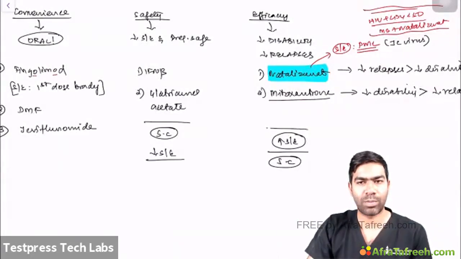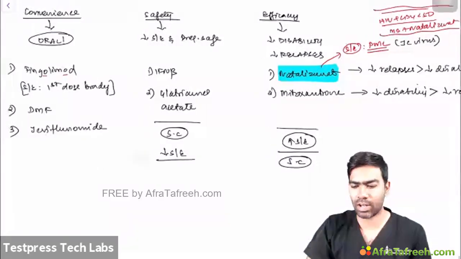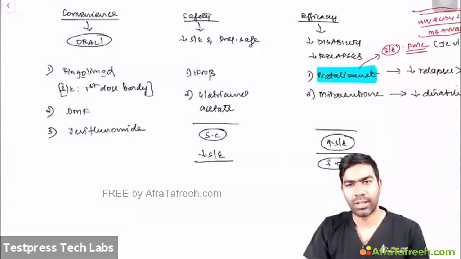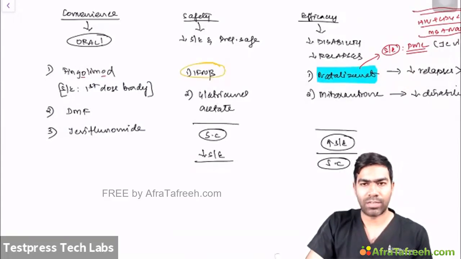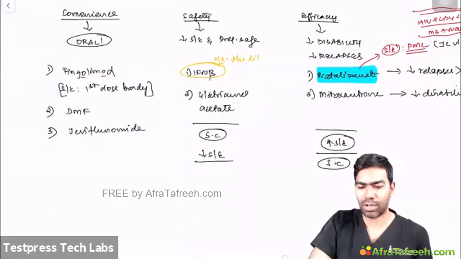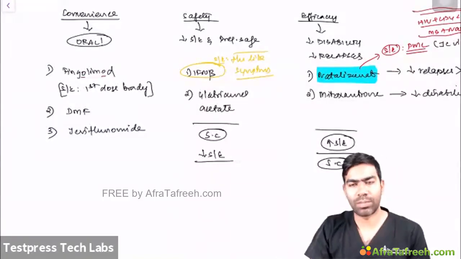Mitoxantrone can produce cytopenias because it's used in hematological cancers. They can produce bone marrow suppression, cytopenia. So they are not safe drugs. At the same time, they are not very good drugs from the side effect perspective. And interferon beta, if they ask you side effects, the most important side effect is going to be flu-like reactions. Any interferon you give, the patient will get flu-like symptoms. That's the most important side effect as far as interferon beta is concerned.